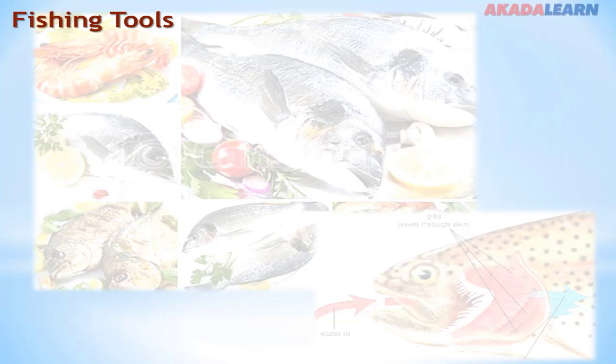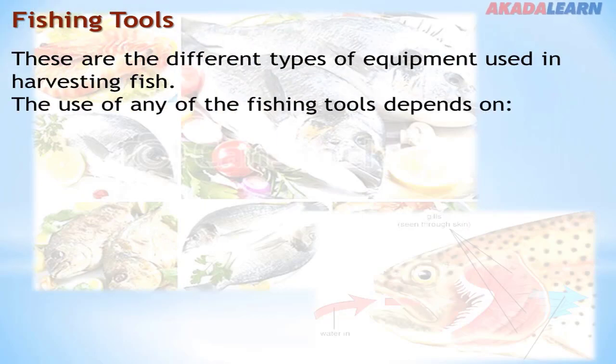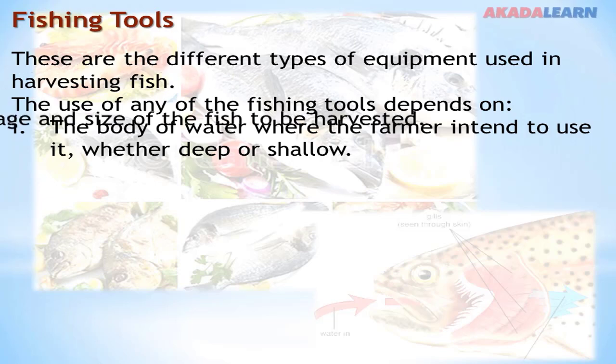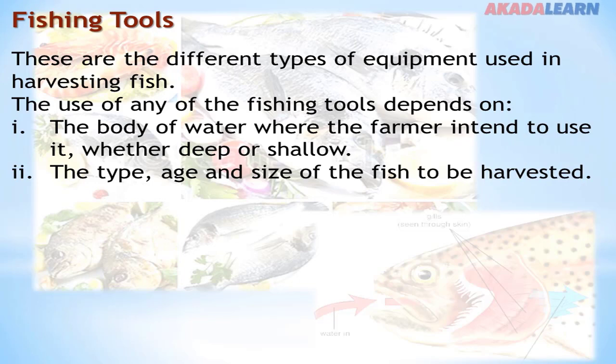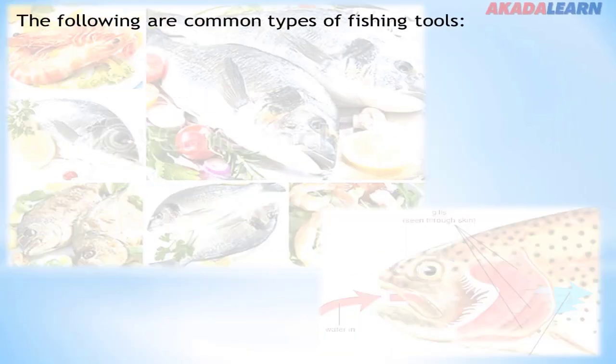Fishing tools. Fishing tools are different types of equipment used in harvesting fish. The use of any of these equipment depends on the body of water where the farmer intends to use it, whether deep or shallow, and the type, age, and size of the fish to be harvested. The following are common types of fishing tools.